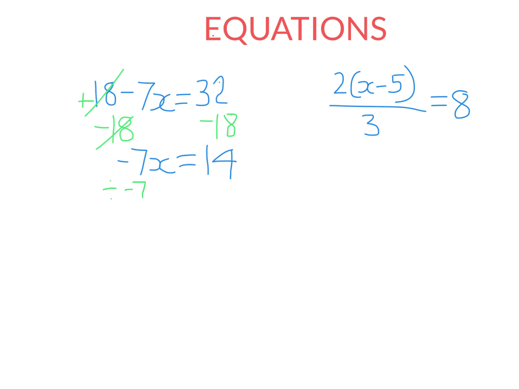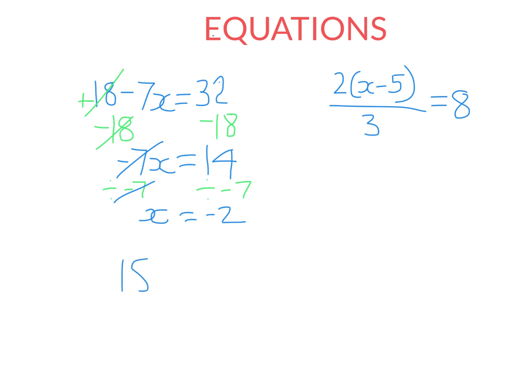Remember, what you do to one side, you must do to the other. So if I divide one side by -7, I must also divide the other side by -7. So times -7, divide -7, cancel each other out. I'm just left with x equals 14 divide -7. The answer here is x equals -2. That's the solution. Why is that the solution and no other number is the solution?